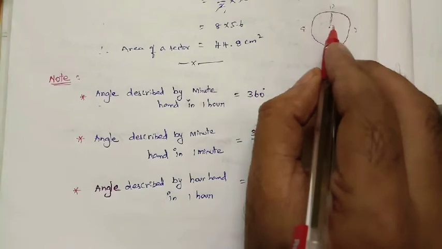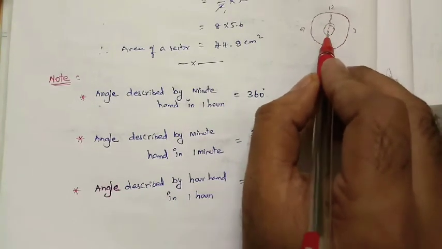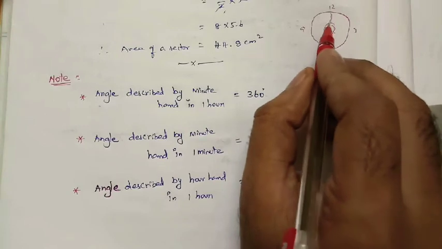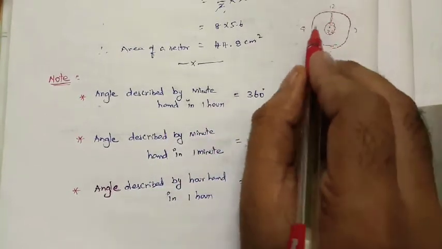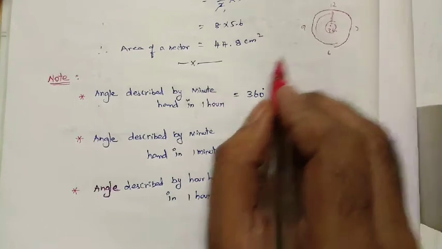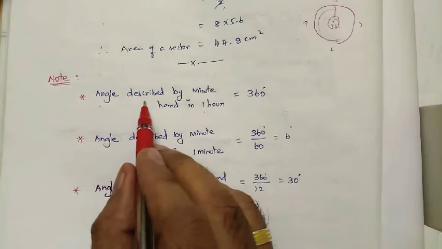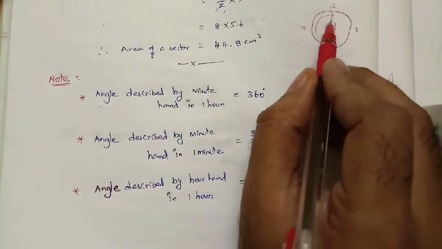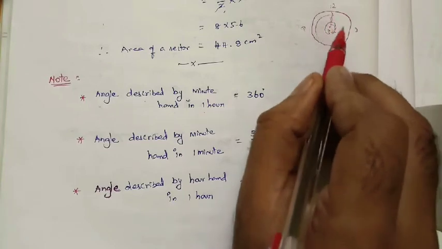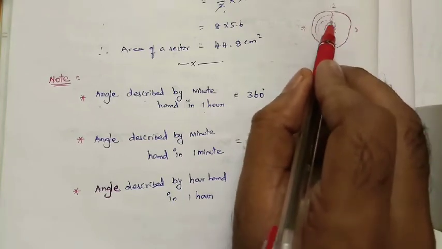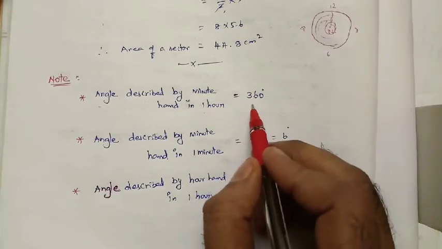What is the complete angle of a clock circle? 360 degree, right? The angle described by the minute hand in 1 hour is nothing but 360 degree. It will rotate a full circle, and the angle of a full circle, the complete angle, is nothing but 360 degree.